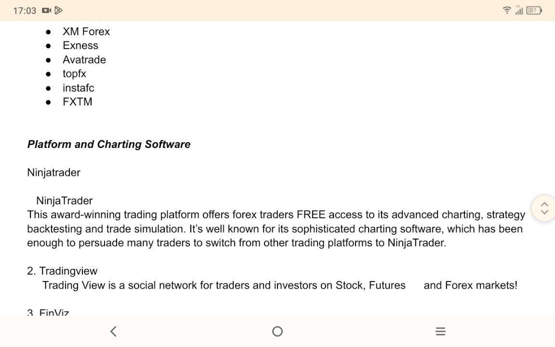Now we have platforms and charting software. Like I explained in my first training, I told you guys that fundamental analysis is analyzing the economic, social, and political effects that affect the market. And I told you that we have some platforms where you can go and check what is happening in the financial market.